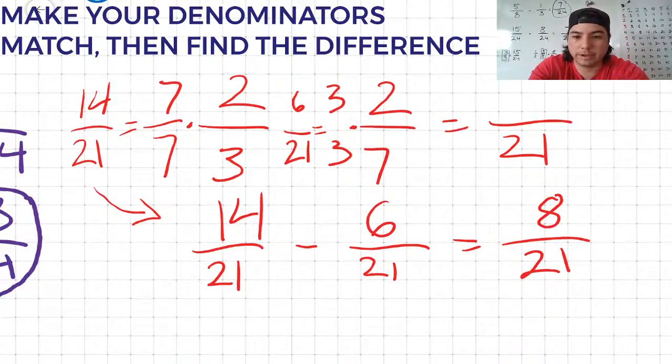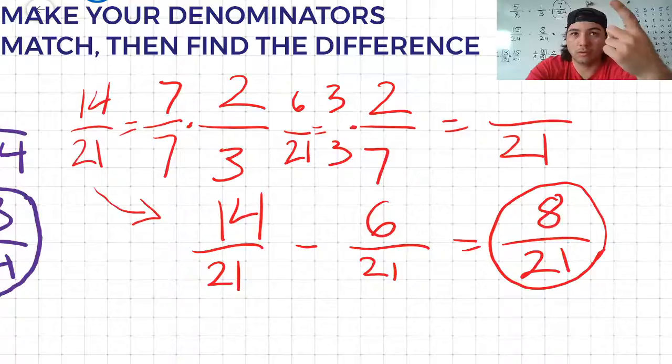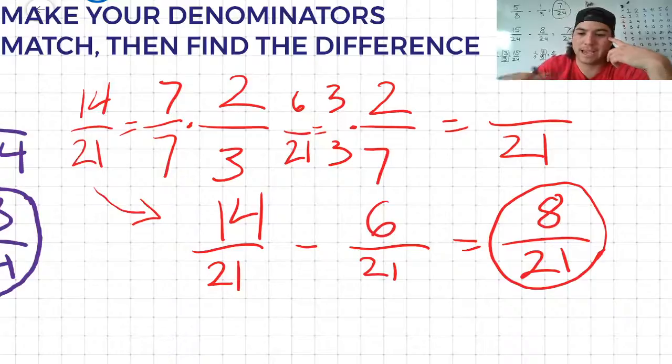And that's going to be our final answer, because 8 and 21, believe it or not, do not have any common factors. 8, you can do 1 times 8 or 2 times 4. But with 21, you can only do 1 times 21 or 3 times 7. So they don't have any factors in common. So we can't reduce this one. So it has to stay 8 21sts.